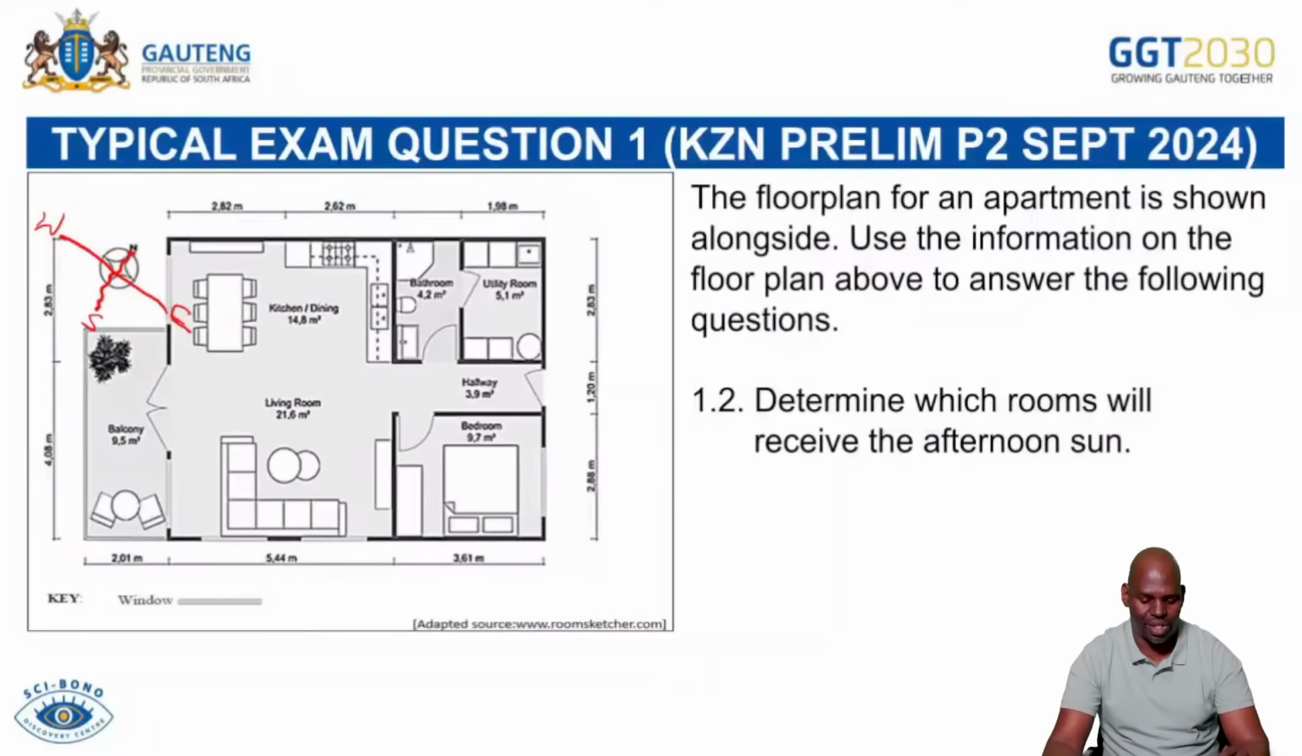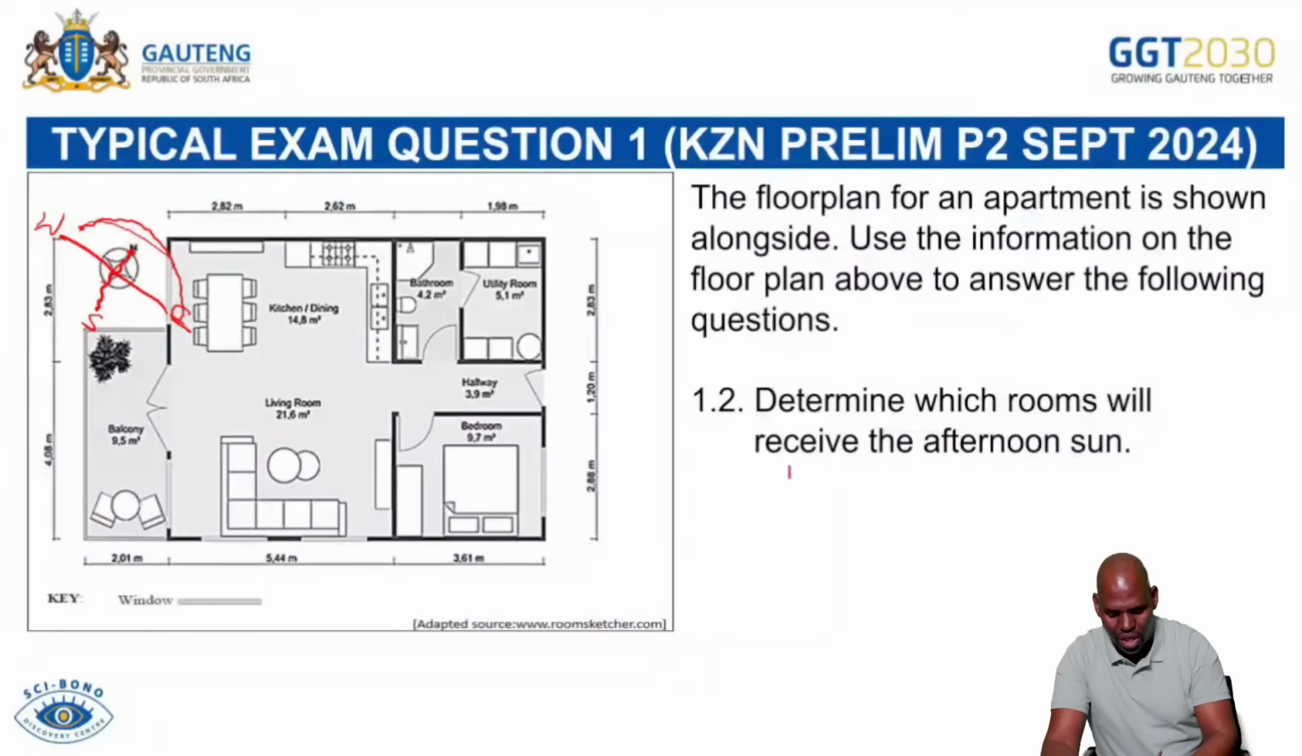So we all know that the sun rises in the east. So from the east, it's going to go up. So in the afternoon, it will be on the other side of the north direction, on the other side of this point. So the sun will be on this side. So you can see if it's on this side, the room that will receive the sun is the kitchen or dining room, because this is the window and the sun will be on this side. So in this case, that is going to be the dining room or the kitchen.